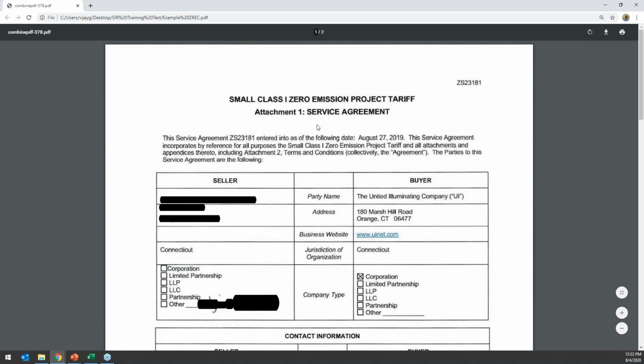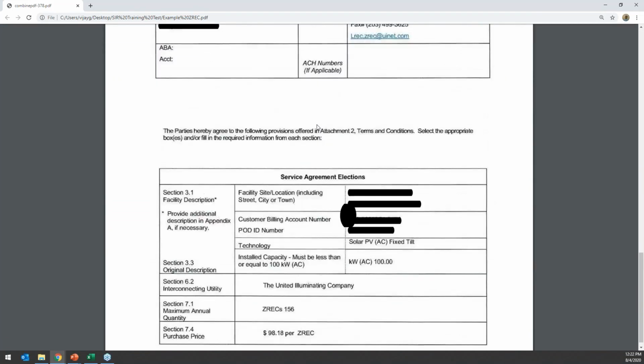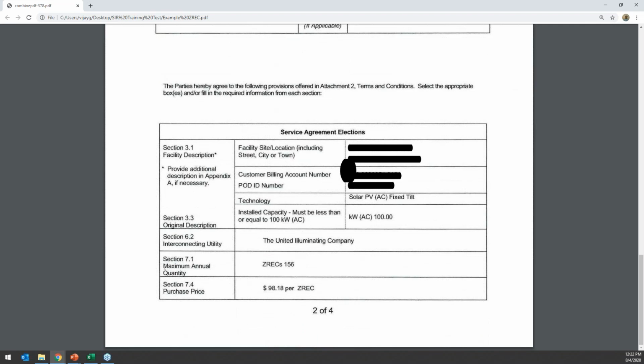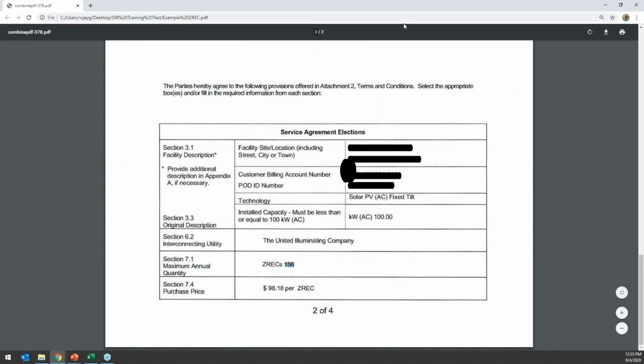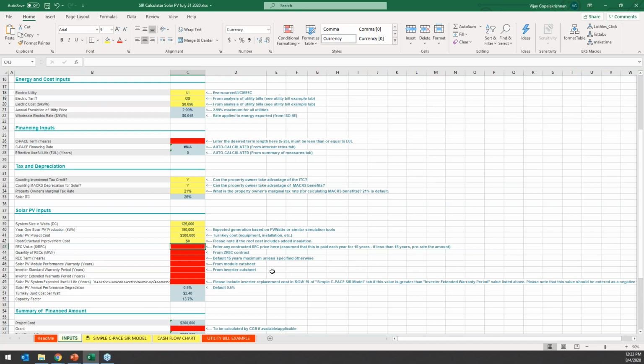I'll show you how to find the REC value and the quantity of RECs in an example ZREC contract. So this is a small ZREC contract, and right here at the bottom, you'll see the maximum allowable quantity. That's the maximum megawatt hours that you can enter for the ZRECs, and the purchase price is the dollar per ZREC for income. So that's $98.18 per ZREC, and 156,000 kilowatt hours or 156 megawatt hours is the maximum ZREC allowable quantity. So right here in the REC value, we enter 98.18, and in the quantity of RECs, we enter 156 megawatt hours.